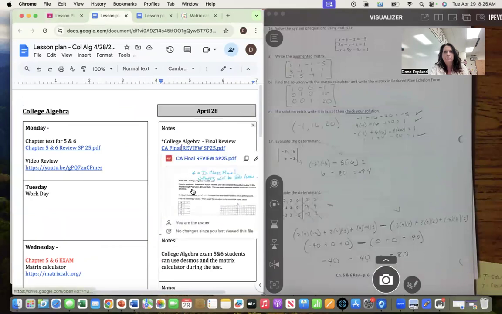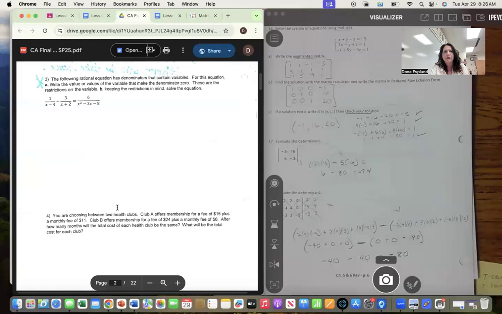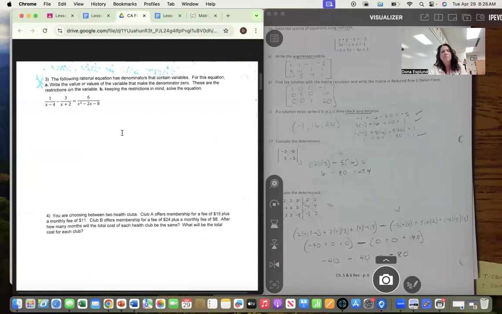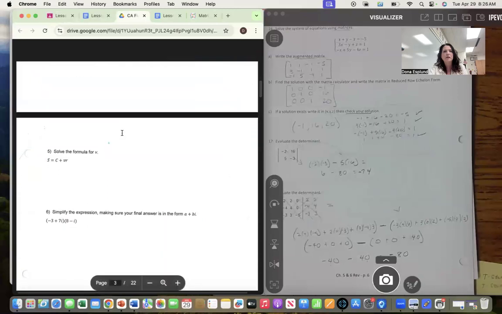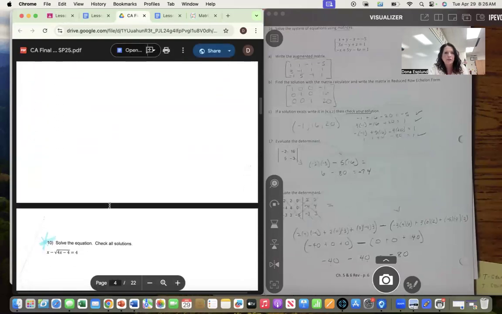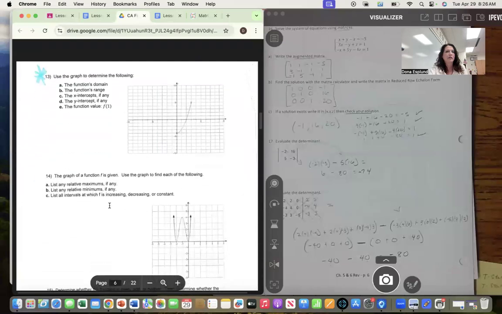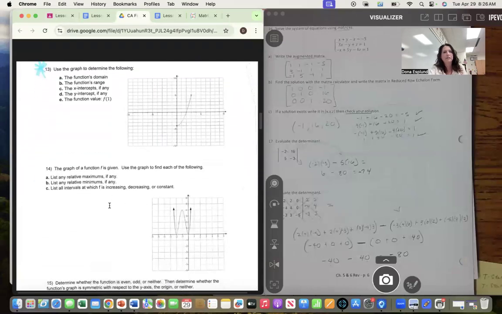So again, if I click on that document, the in-class final will be starred with a blue star. Just FYI, those are the ones that you need to do in class. Part of the reason is that those are the ones I feel you have to know for college algebra. Some of the other ones are meant to use your technology. When you're solving for x to the third and finding the roots, where we used Desmos before, I do feel it's important for us to use that technology as well. So that's why that part is going to be a take home.